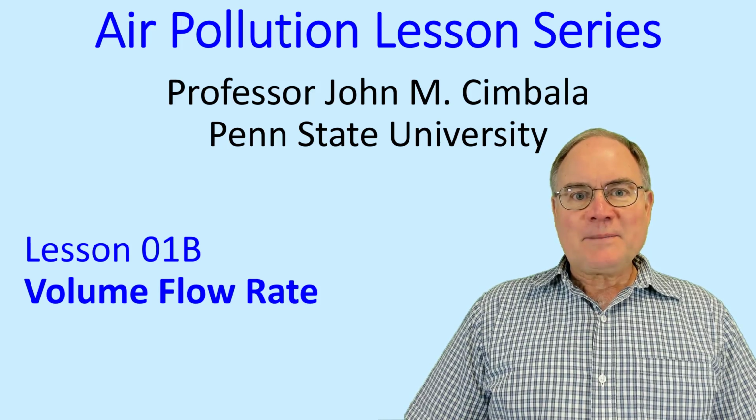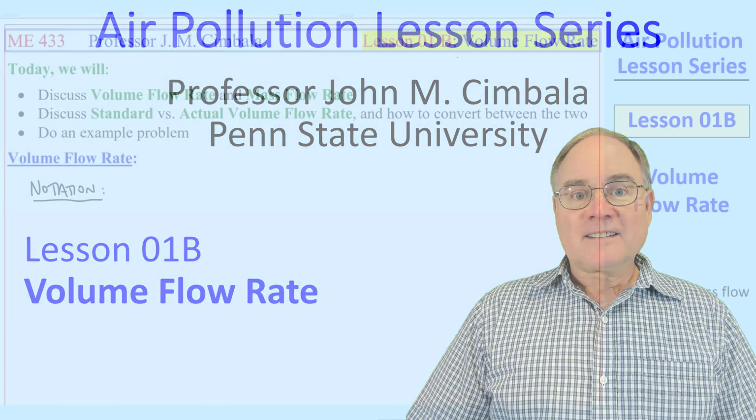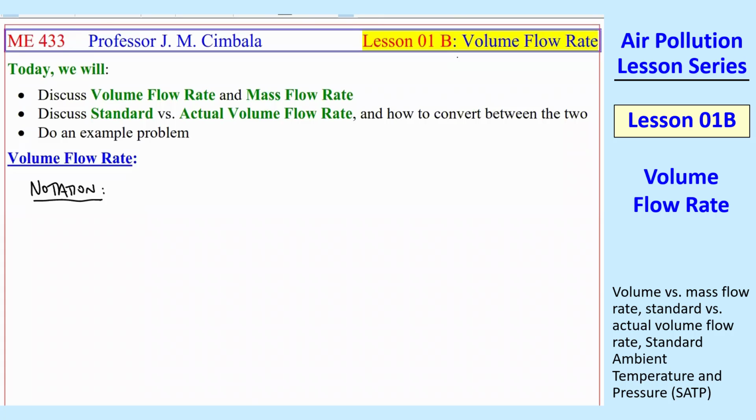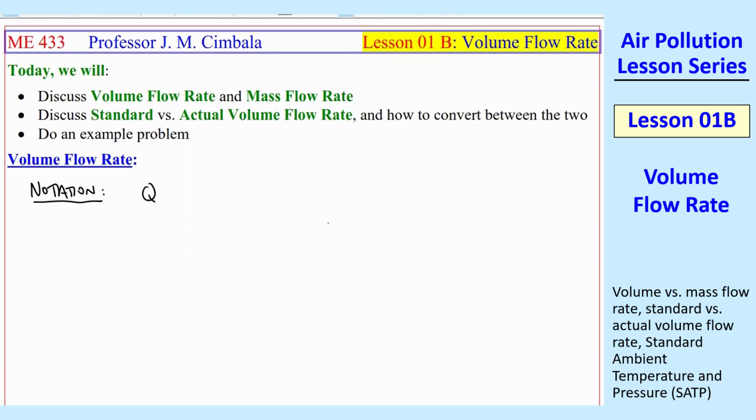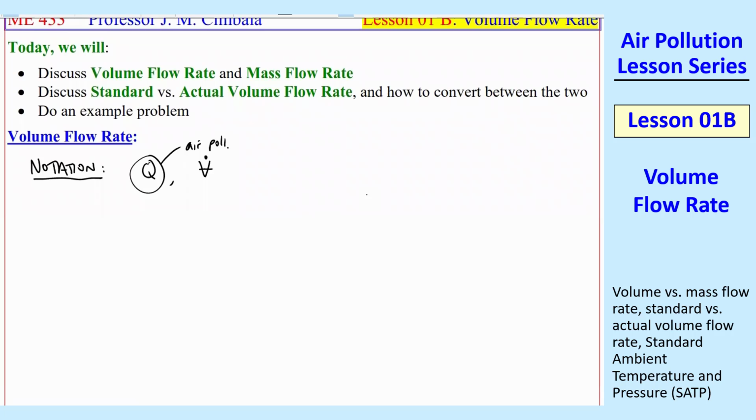Welcome to Lesson 1B, Volume Flow Rate. Let me start with some notation. We're going to use Q as the volume flow rate, and I'm sure if you've taken fluids, you've seen this other convention, which is V dot, V for volume, and dot meaning volume flow rate. That one makes more sense. That's the one I use in my fluids book, but we're going to use Q because that's more popular for air pollution. People that study air pollution use Q, so we will use Q for this course.